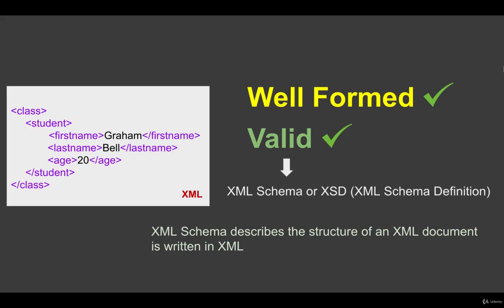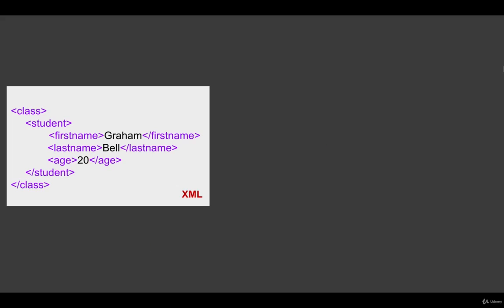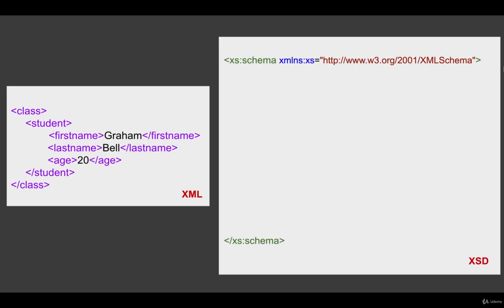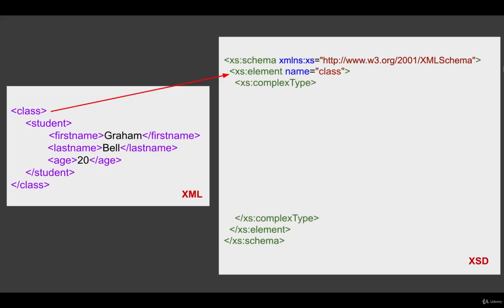So XML schema itself is written in XML. Let us see, for this particular XML document, if I have to create an XSD or XML schema, I will start with the xs:schema tag, and then I can add the elements that should be available in the XML document. The first one is the class tag, and I'm saying this is of complex type because it has some child elements inside this particular tag.